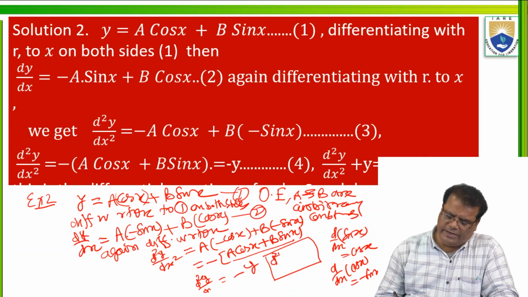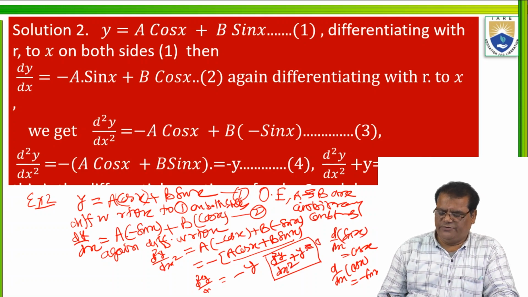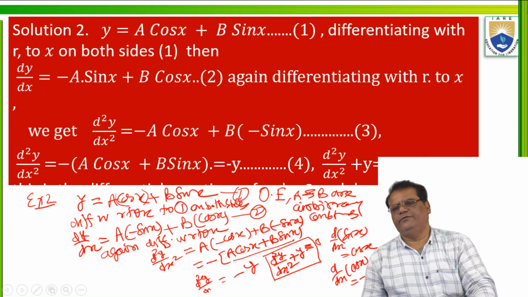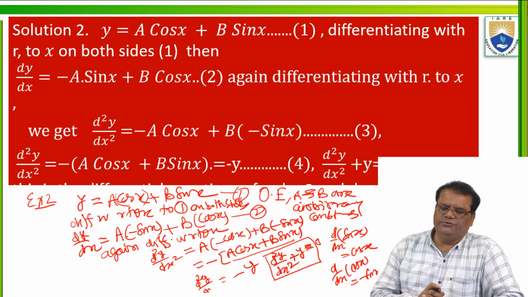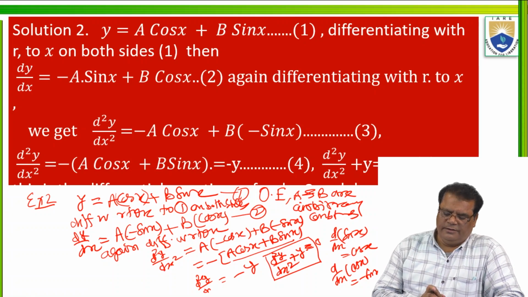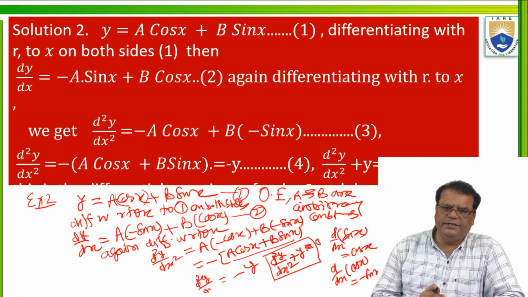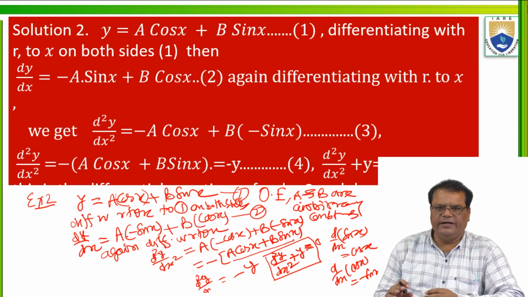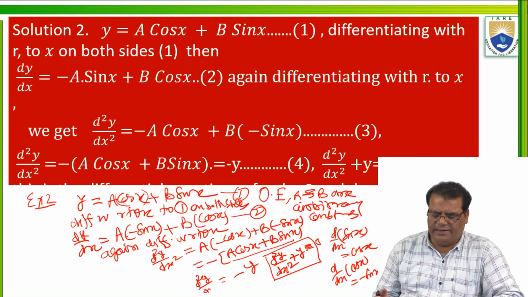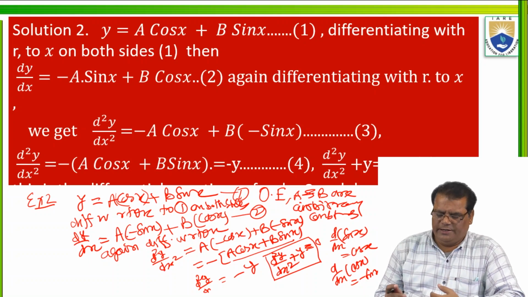So d2y over dx2 plus y equal to 0. This is the differential equation, an ordinary differential equation. From an ordinary equation we can convert to a differential equation. Here only two variables come in, differentiating the dependent variable with respect to the independent variable.